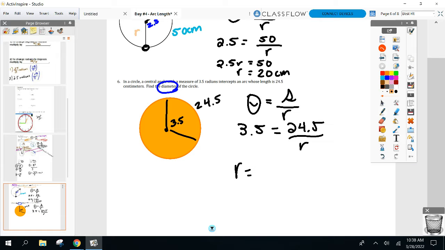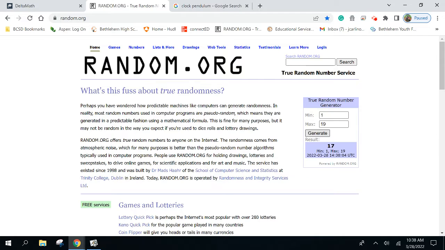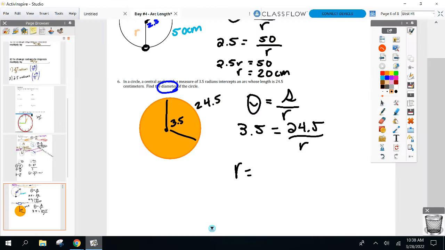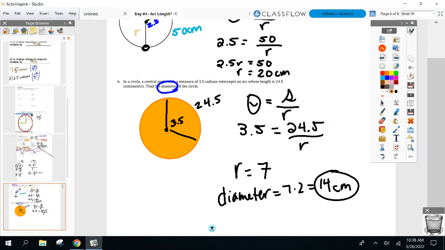What are we getting for the radius length here? 7. Yep. And now diameter. We're just going to double that sucker and get 14 centimeters. Yep. Any questions?